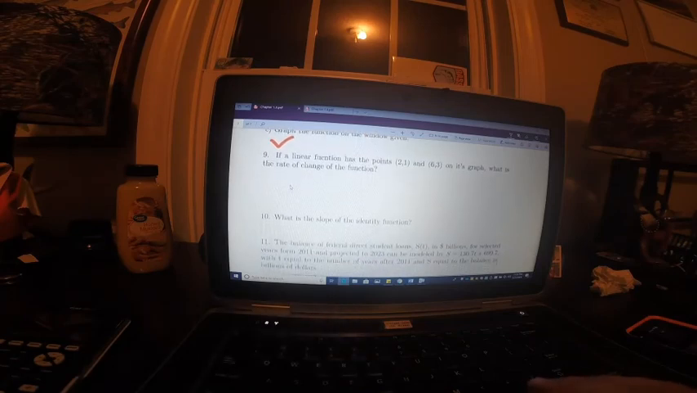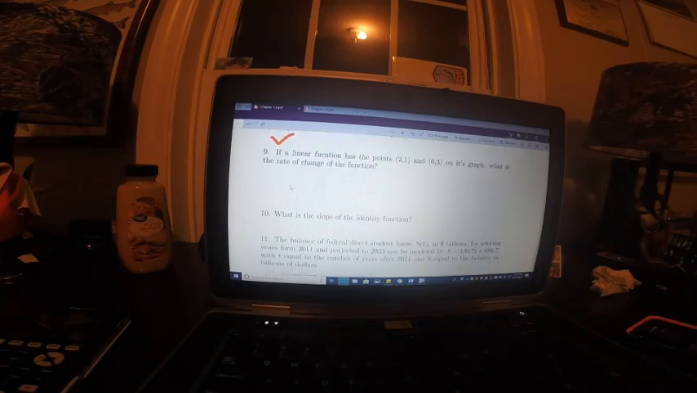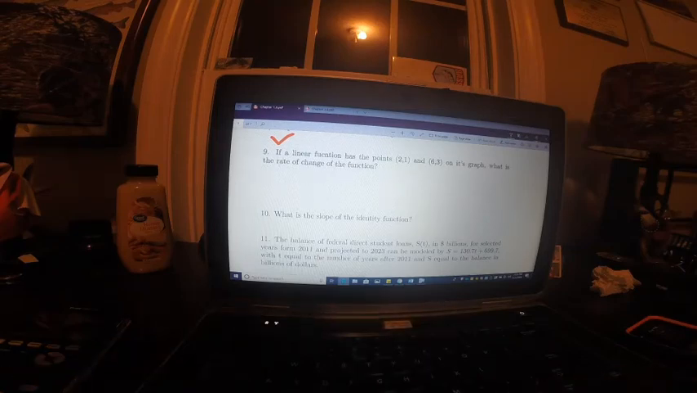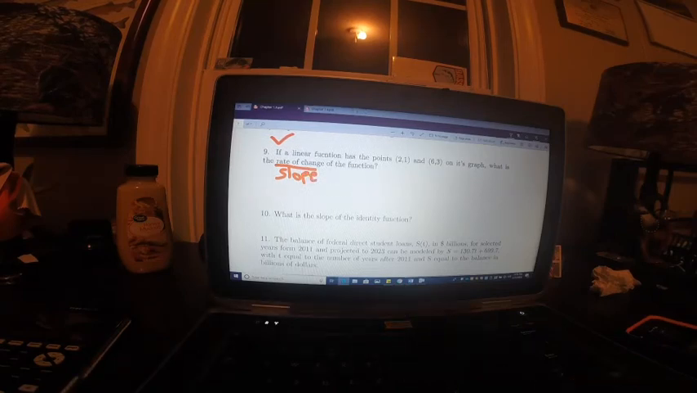Alright, number 9 says if a linear function has the points (2, 1) and (6, 3) on its graph, what is the rate of change? Remember the rate of change is the same thing as the slope. That's really all we're looking for here. So we've got these points (2, 1) and (6, 3). It doesn't matter which one's x1, which one's x2, but you just got to stay consistent. So if this one's x1, this one's y1, that means this one has to be x2, and that other one has to be y2.